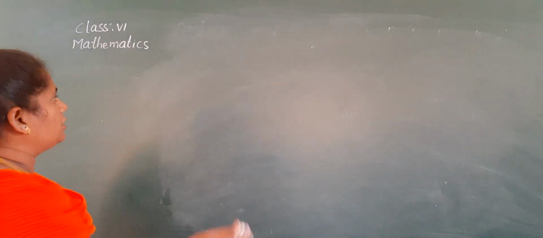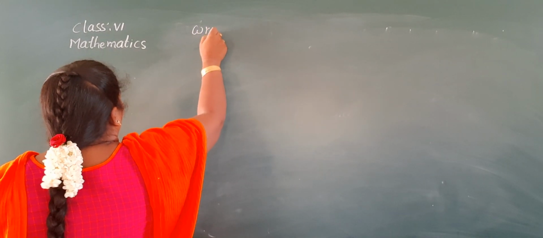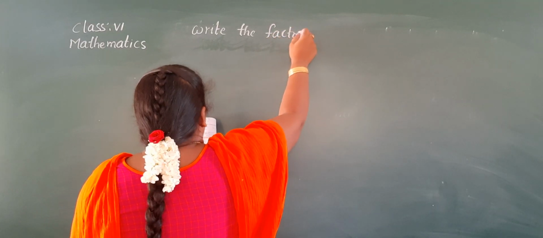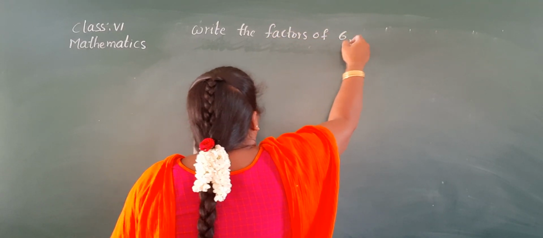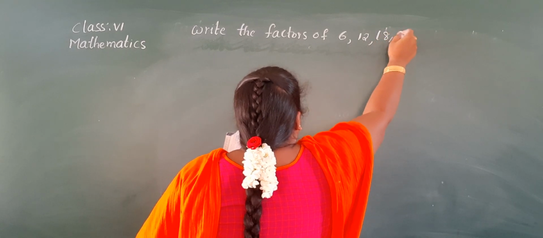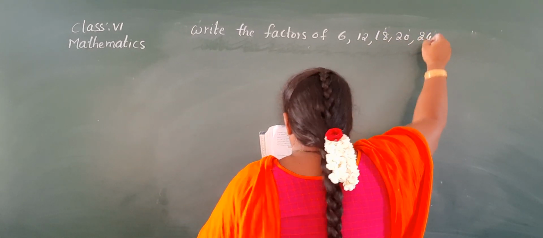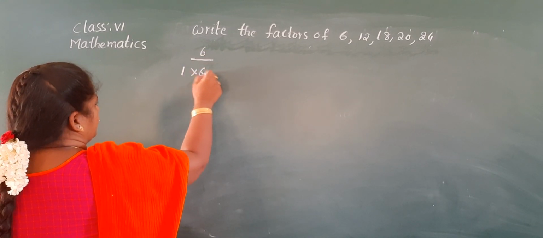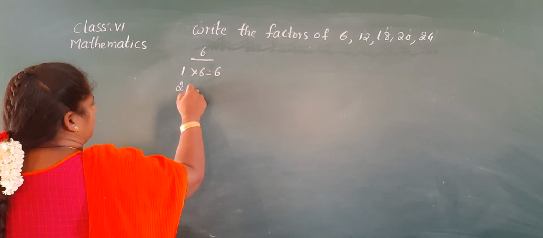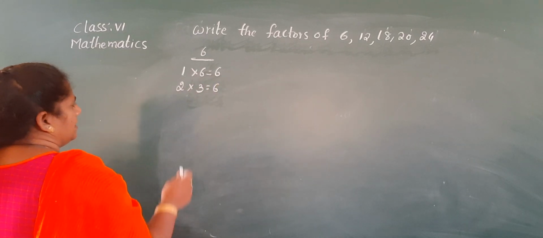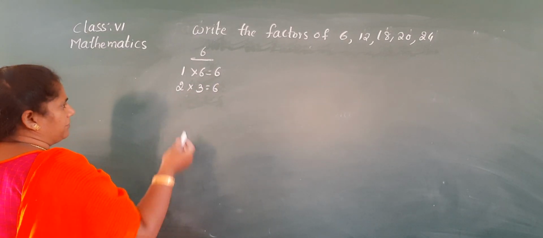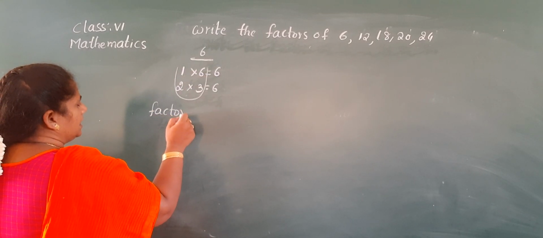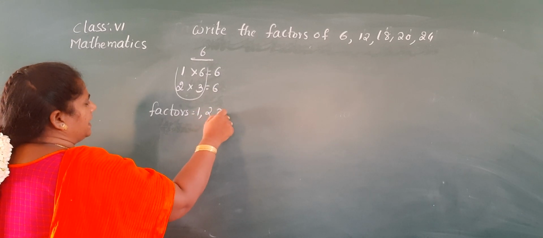Write the factors of 6, 12, 18, 20, 24. See here, children, 6. I will write the factors like this. 1 6s are 6. Next, 2 table, 2 3s are 6. Next, 3 table, the reverse came. So you have to stop it and take it in U shape. So factors are 1, 2, 3, 6.